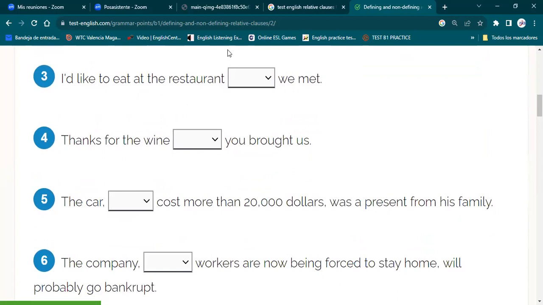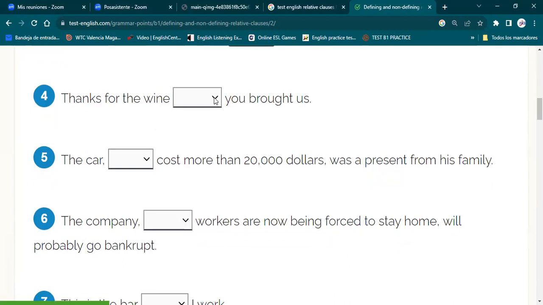Guido, I'd like to eat at the restaurant we met. We're talking about the restaurant where we met. Eduardo, thanks for the wine, whose you brought us, what you brought us, or nothing. What you brought us.